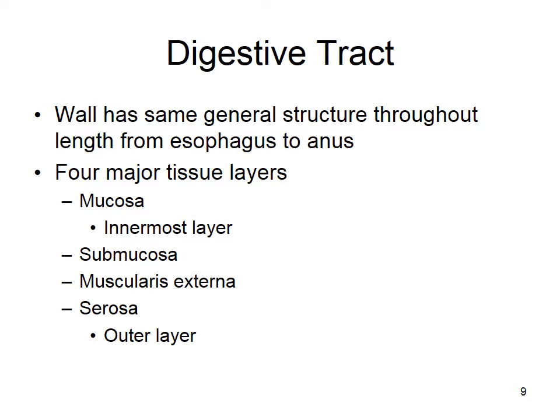Throughout the GI tract, that wall has a similar structure, and it has 4 major tissue layers: the mucosa, submucosa, muscularis externa, and serosa. So the mucosa is the innermost layer that's facing the lumen. Okay, and then the serosa is the outer layer.